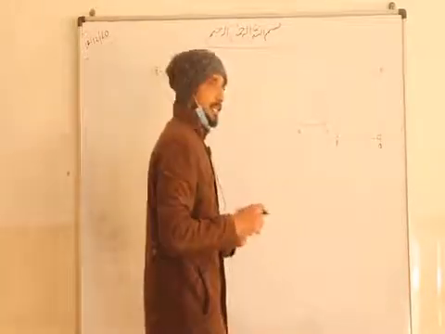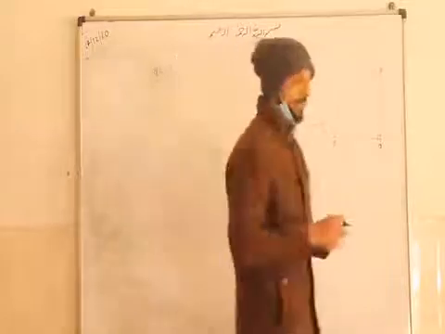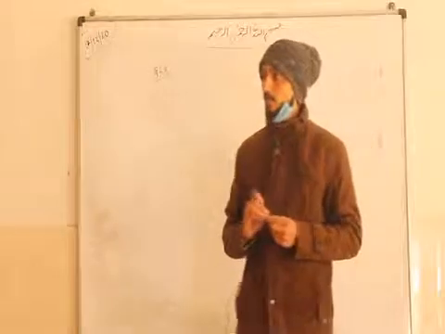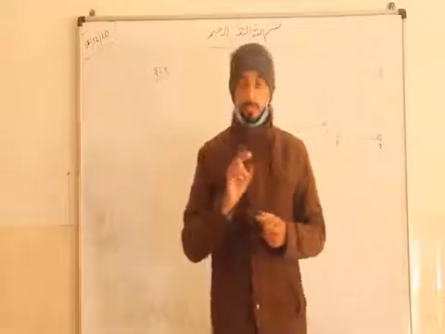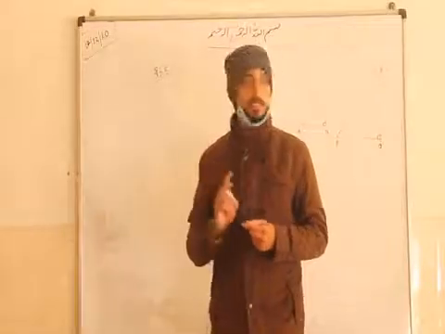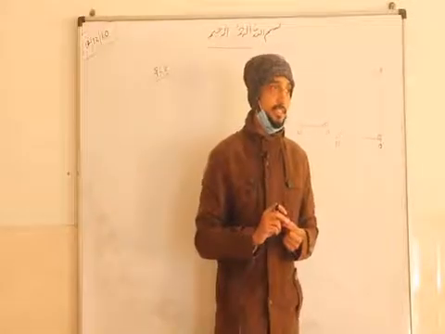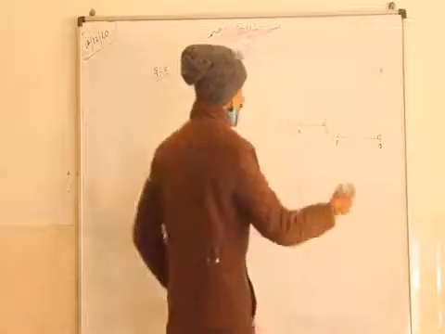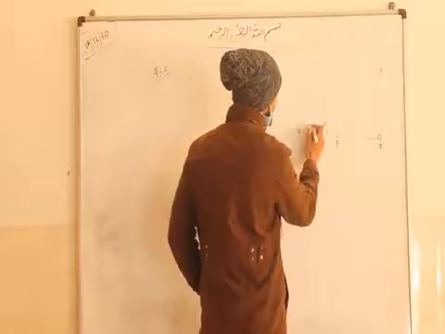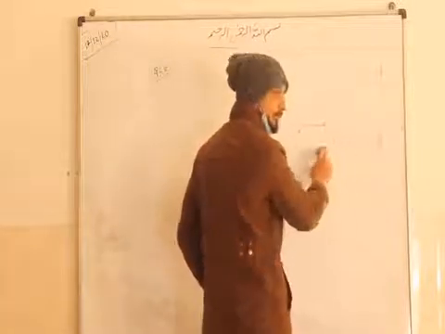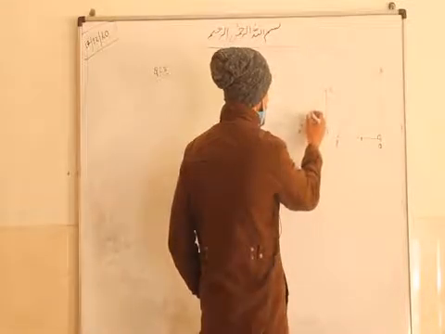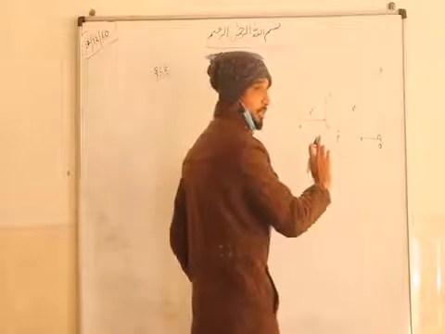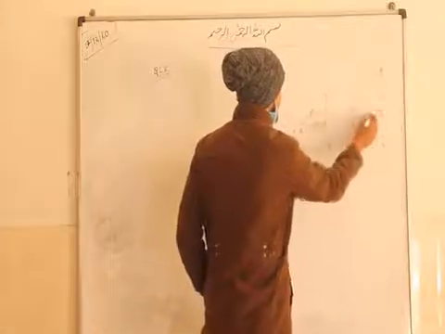So when two triangles are similar, then we can say that the ratios of their corresponding sides are always equal. What do we mean by corresponding sides? Like this is the base, and this is the base, so these are the corresponding sides. Similarly, this is the hypotenuse and this is the hypotenuse. So these are corresponding sides.